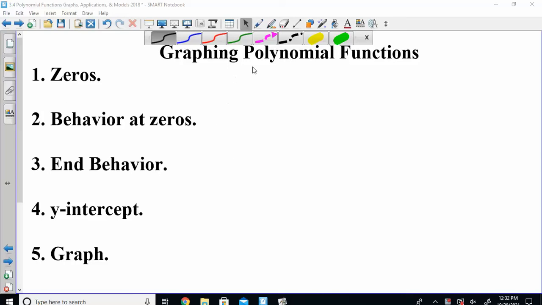that we have to go through. The first thing is to find all the zeros. If it's in factored form, that's really easy to do. We've done that. We did it on some examples yesterday. We had done it before.